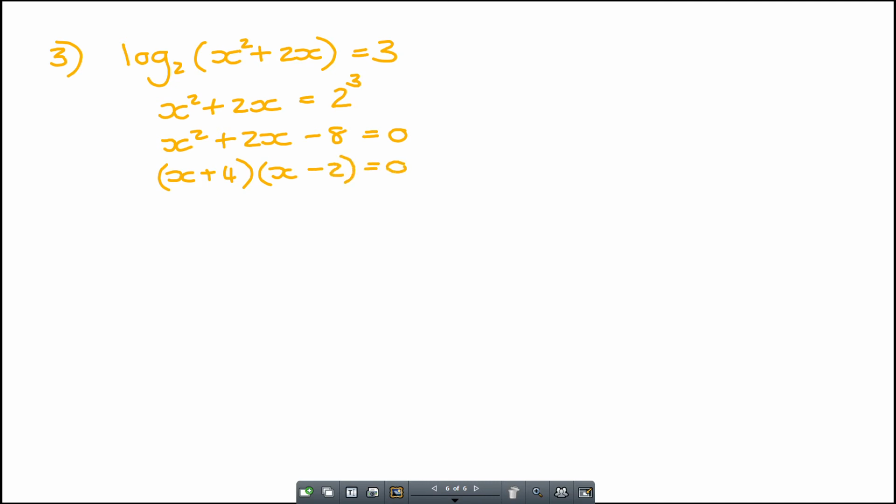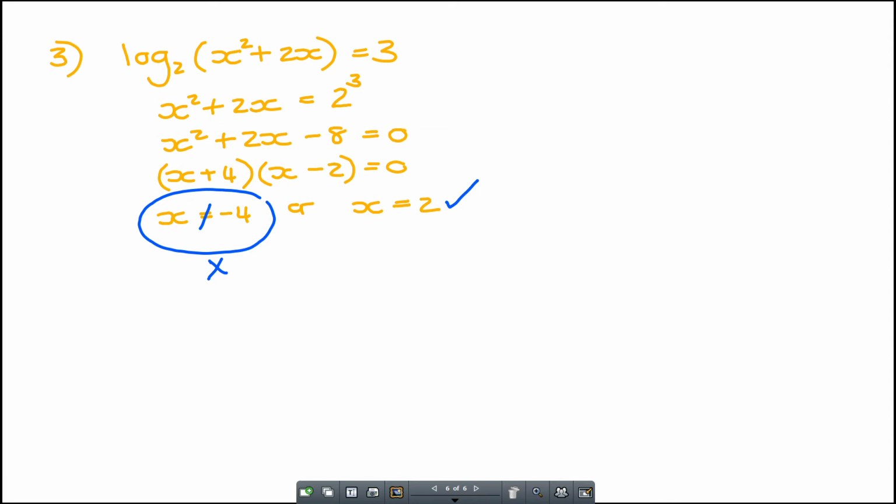Now, if I solve each one of these brackets, it means that in the first one, x will be minus 4. And in the second one, x will be 2. But, wat het ons nou gesê? X value cannot be negative. So this one is out, né? Can't use that one. Okay, so I only want x is equal to 2. Okay, is julle reg?